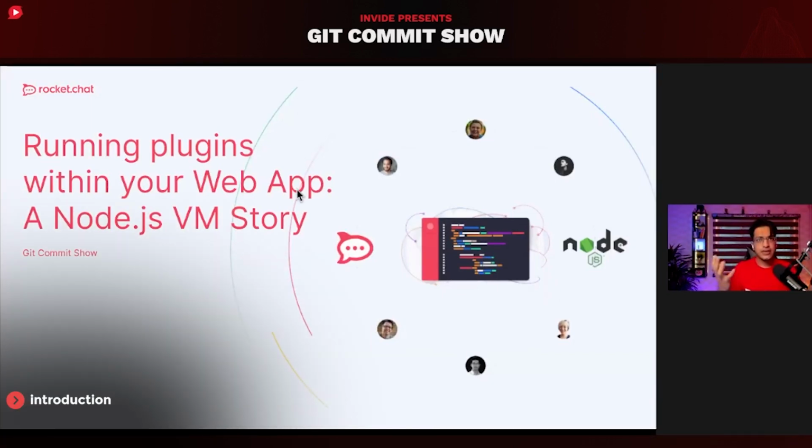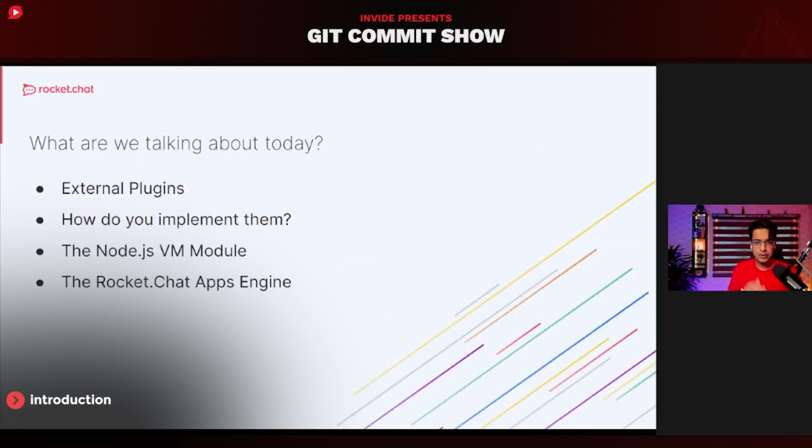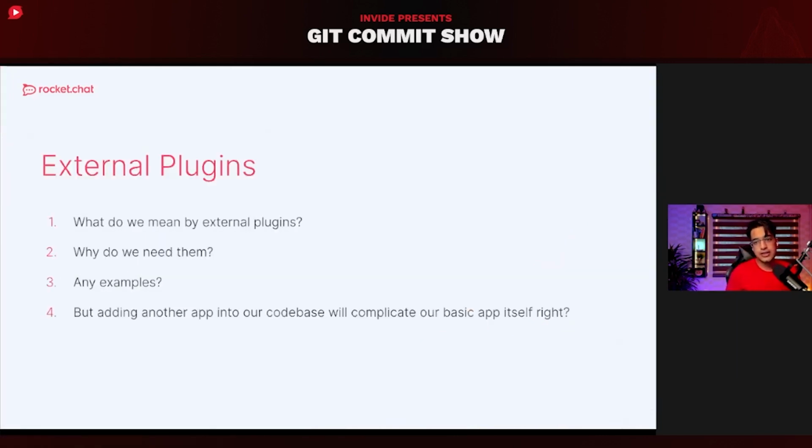The basic idea of this is running plugins within your web app, right? If I move forward, I'll ask first of all, what are we talking about today? The first thing is plugins. We'll be talking about external plugins and how we generally implement them. Then we'll talk about the core thing, the Node.js VM module, and what we have built on top of that, the Rocket.Chat Apps Engine. So let's move on to the first thing, external plugins.